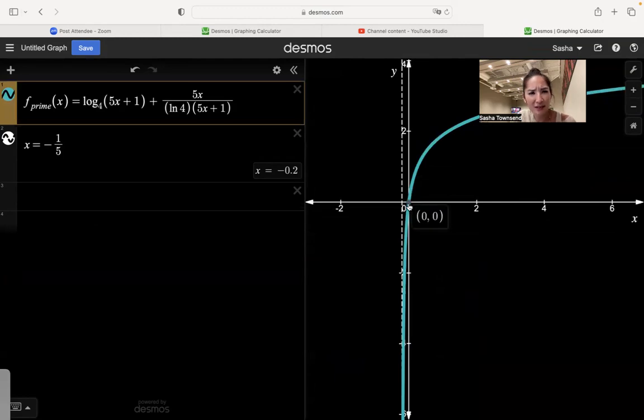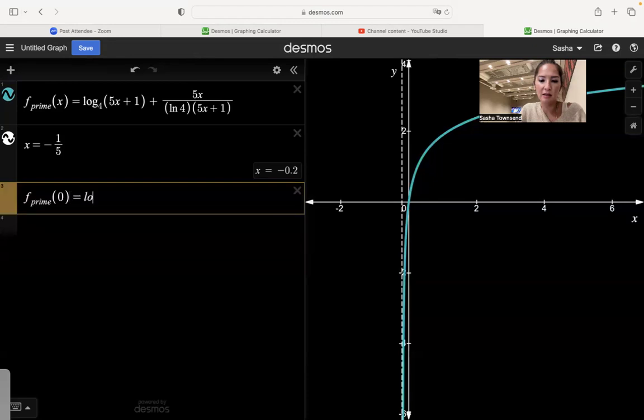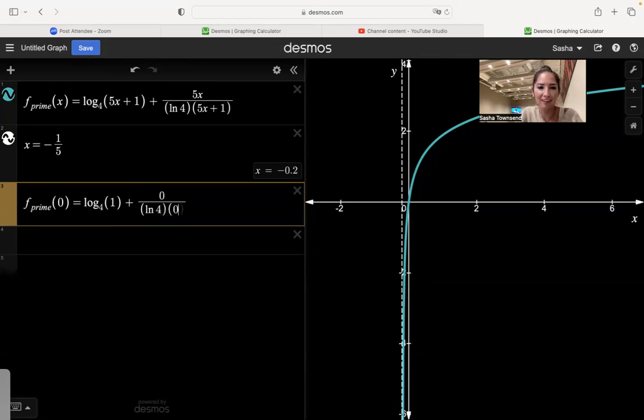It looks like at x equals 0, we get 0. That's true. f prime of 0 is log base 4 of 1, so you ask, 4 to what power is 1? 0. Plus 5 times 0 divided by natural log of 4. So you just get 0. If you want, you can type natural log of 4 and then 0 plus 1. So you've got 0 divided by a non-zero constant, so you get 0.